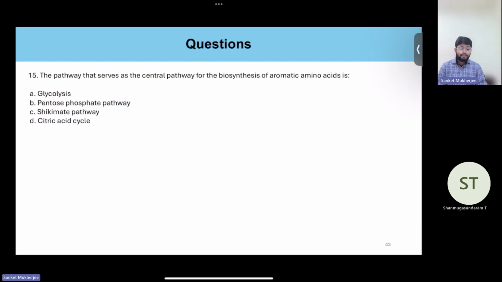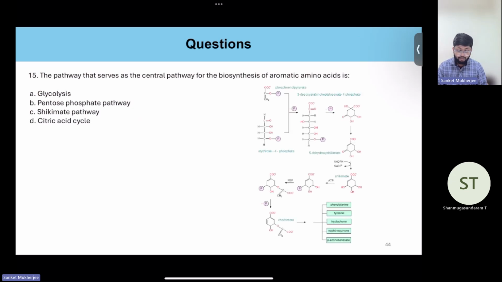The pathway that serves as the central pathway for biosynthesis of aromatic amino acids has been already talked about pretty well in the lectures and in today's session as well. It's the shikimate pathway, which has shikimate as the compound and chorismate as the precursor, which leads to all the aromatic amino acids, phenylalanine, tyrosine, tryptophan. Even naphthoquinone and aminobenzoate, these are not very common, but these are also produced using the same pathway. So shikimate pathway would be the answer to this question.